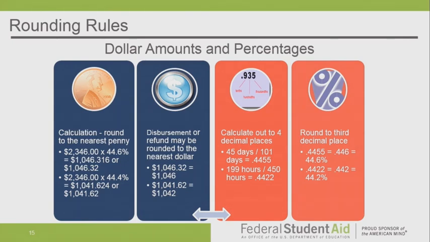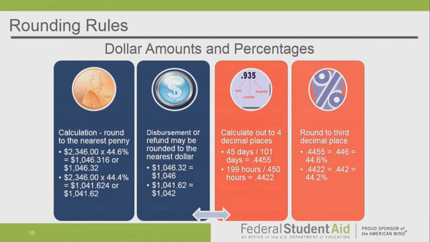So you can see here in the example, 45 days over 101 days equals 0.4455. But then you round from that to the 3rd decimal place. So in the same example, 0.4455 equals 0.446 equals 44.6%.